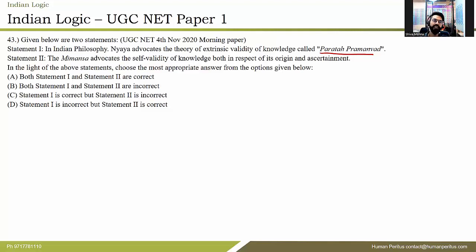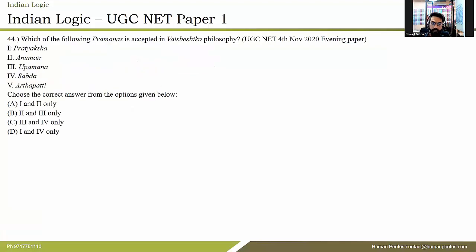Kumarila always regarded that cognition of a valid knowledge should be based upon experiment. He said that for a knowledge to be valid, it needs to have a manifestation of its own. Okay, so the correct answer is both statements are correct.